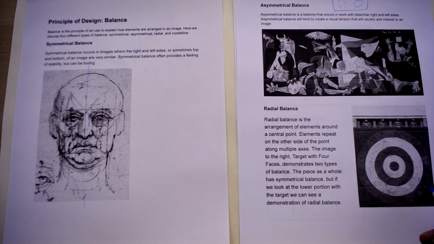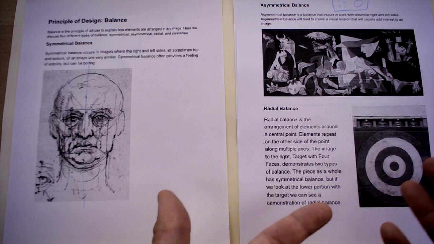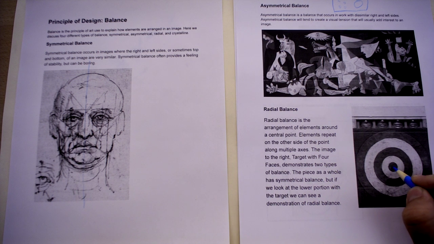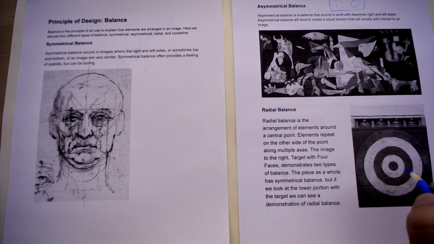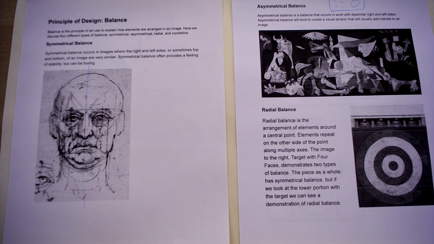The next one is radial balance. Radial balance means that you have balance around a central point. So if we do a dot right here, we'd have radial balance going around it. The target revolves around that central point and has symmetry.